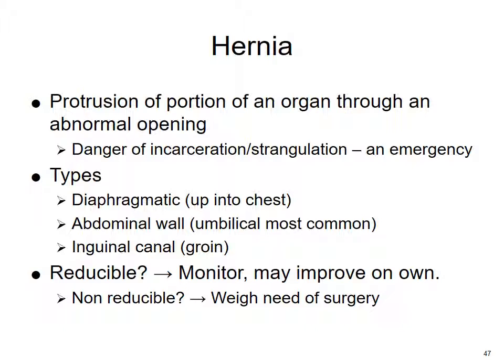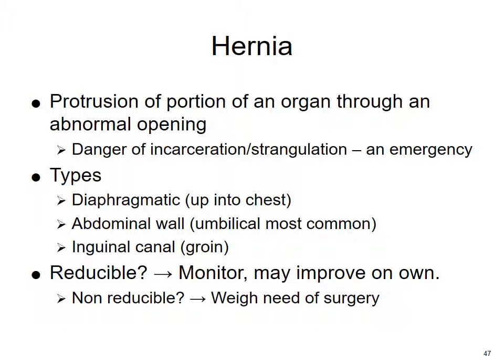Some of the different types of abdominal hernia are the diaphragmatic, which is up through the diaphragm going into the chest. The abdominal wall, which is the umbilical, is most common. And there are little babies with just a tiny little umbilical hernia that doesn't need intervention. It just needs to be noted, assessed, and monitored. And then the inguinal canal would be groin or testicular hernias.